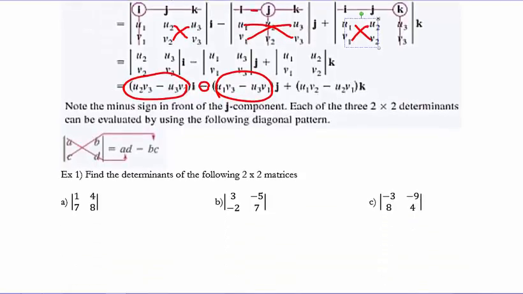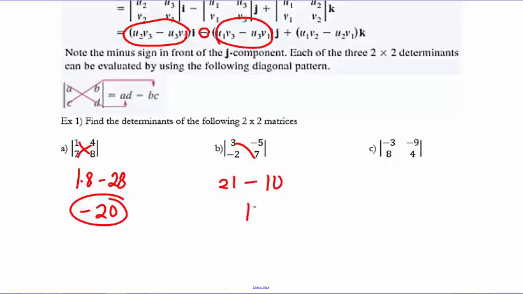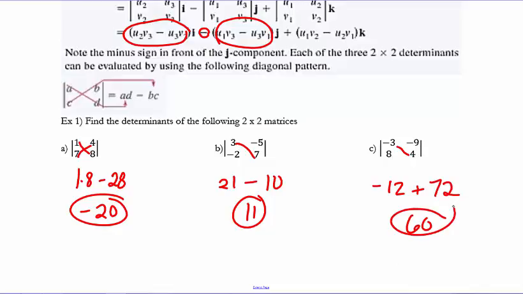So first, we'll just do determinants really quick. A determinant of a 2 by 2 matrix is when you have 4 numbers in a box, and the determinant is top left times bottom right minus top right times bottom left. So 8 minus 28 is negative 20. Every single time, if you want a determinant of a 2 by 2, you just take the cross multiplication and then subtract. So 3 times 7 minus negative 2 times negative 5. That's going to be 11. And then negative 3 times 4, 8 times negative 9 is negative 72, so I'm making that a plus. And I'll get 60. There's determinants of 2 by 2s.